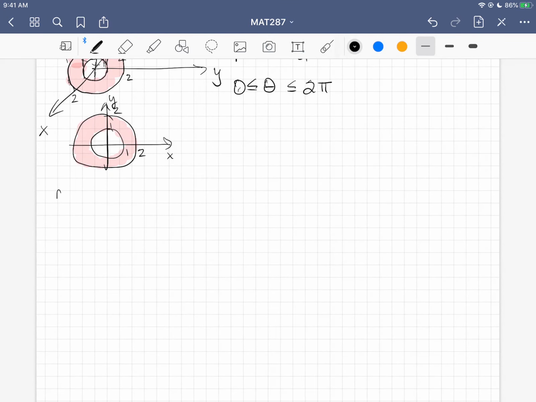So I'm going to look at the integral from 0 to 2 pi of the integral from 1 to 2 of the integral from 0 to r cosine theta plus 2 of y, which is r sine theta, r dz dr d theta. All right, let's do it.